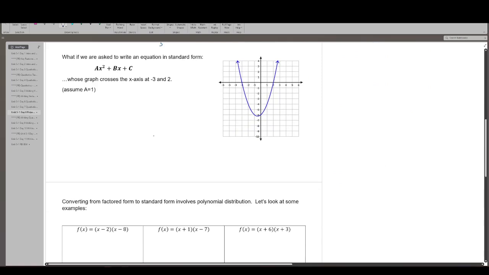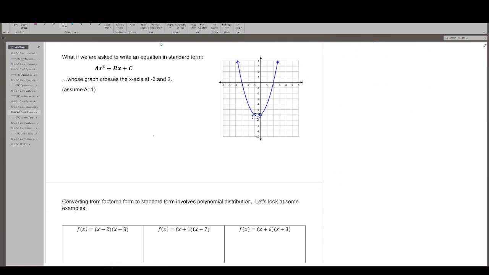So we have a graph that we can't tell clearly what the vertex is in this case, but we can clearly tell the x-intercepts are -3 and 2. This tells us that A is equal to 1, meaning we don't need to find out what the vertical stretch or compression is. So we can write this equation as y equals, or f of x equals 1, and then we can write the linear factors based on the x-intercepts, or zeros. So the one on the left gives us x plus 3. That goes with our 0 at -3.